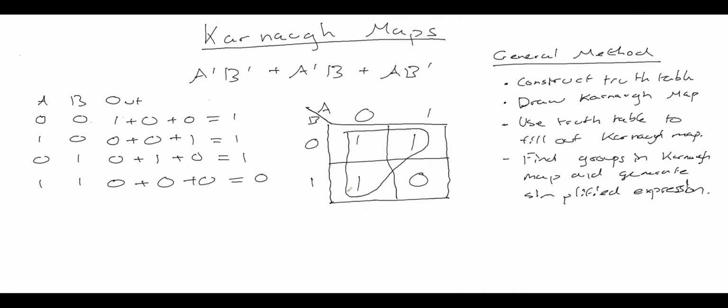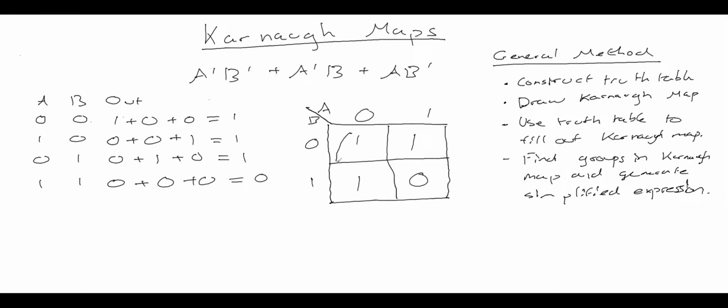One is that you can't group things diagonally, you can't group ones diagonally, and the other reason is that, as I mentioned in the previous part of the video, the size of a group has to be a power of 2. So how can we group that in a valid way then?